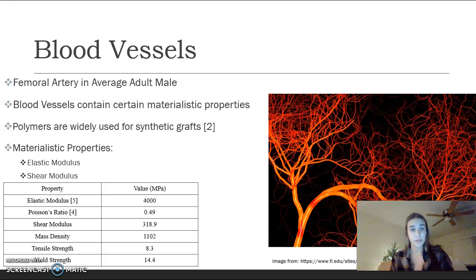Polymers are widely used for synthetic grafts because they are able to stretch, so that when blood flows through it and it needs to, it keeps pushing the blood through by opening up. And that's why elastic modulus is so important in blood vessels. If it has a high elastic modulus, it'll be able to deform enough, but not permanently deform, but be able to go back to its original shape. And that's why in blood vessels that's really important.